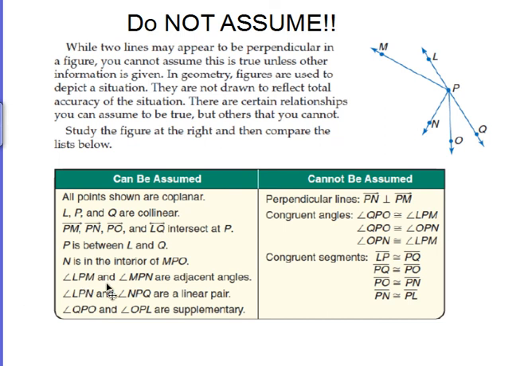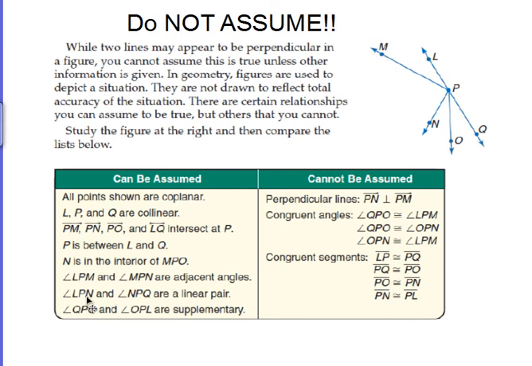Angle LPM and angle MPN are adjacent angles. LPM's here, MPN is here. Yes, they're adjacent. Why? They share a vertex, which is P, and the same side, which is PN. So they basically are right next to each other. And you can say they overlap because they share the same side or the same ray. If they share the ray, then they have the same vertex and the side.